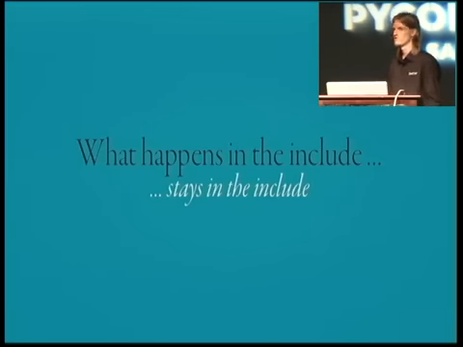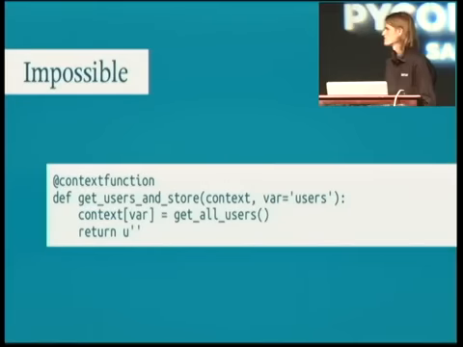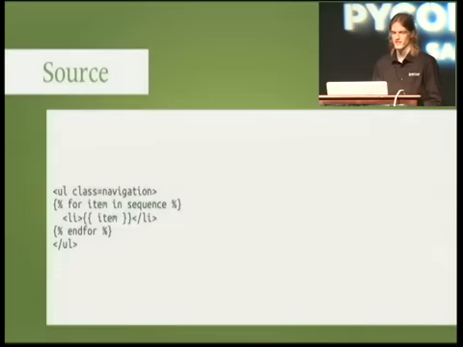I couldn't do that, because I would also have to know in advance at compilation time which modifications happen in the included template. As such, it's entirely impossible in Jinja, even if we tried to make it possible, to have a function that modifies the context. That just doesn't work. All right, so here are some practical examples of how this works.